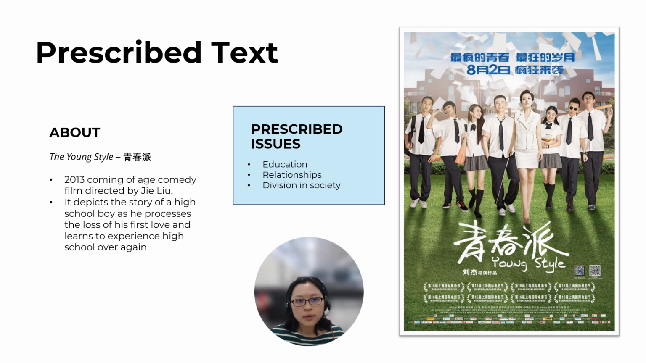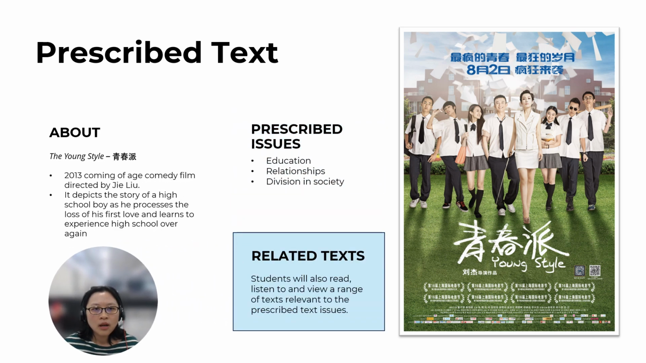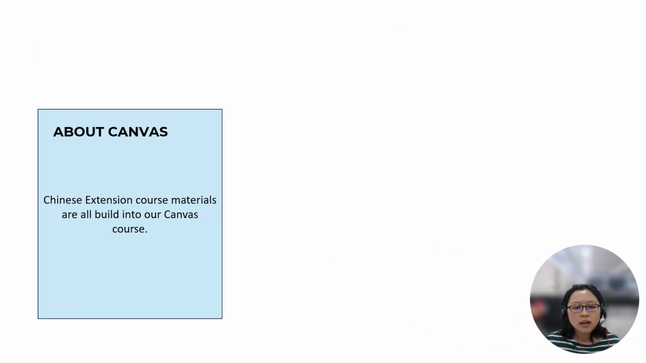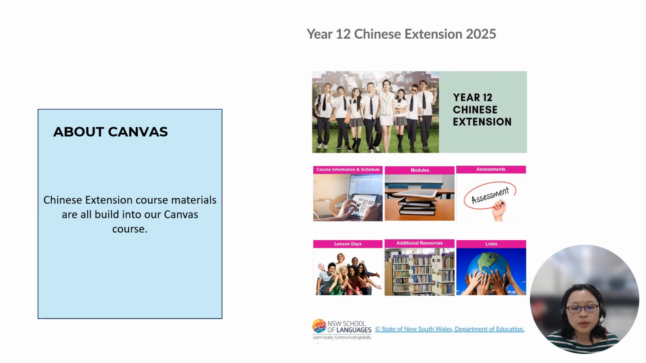There are also 3 prescribed issues: education, relationships, and division in society. On top of the prescribed text, students will also read, listen to, and view a range of texts relevant to the prescribed issues. Our Chinese Extension course materials are all built into our Canvas course.